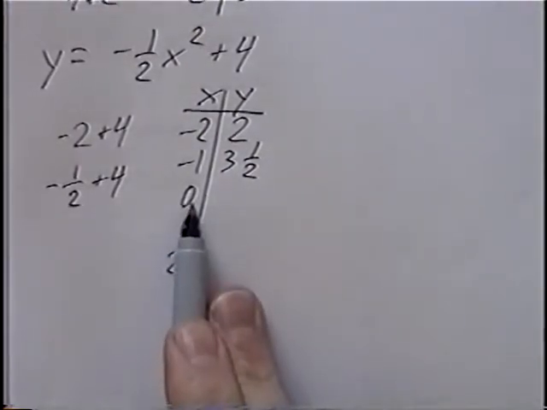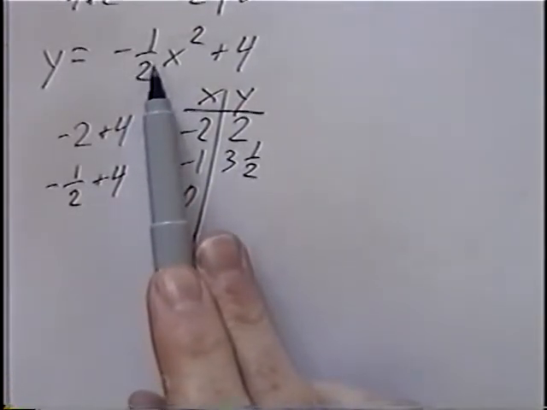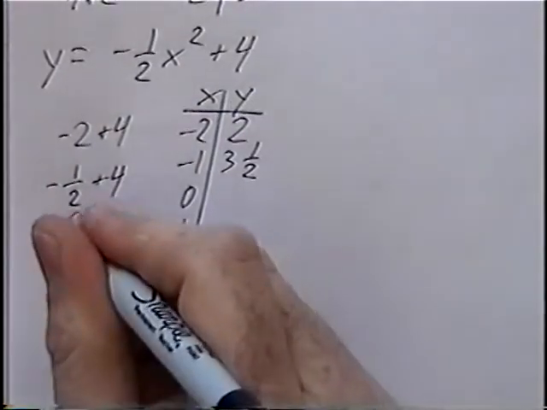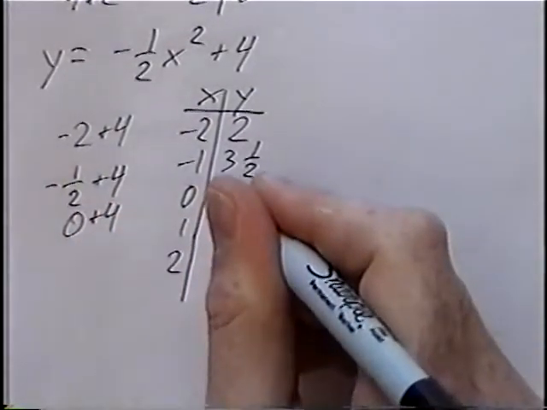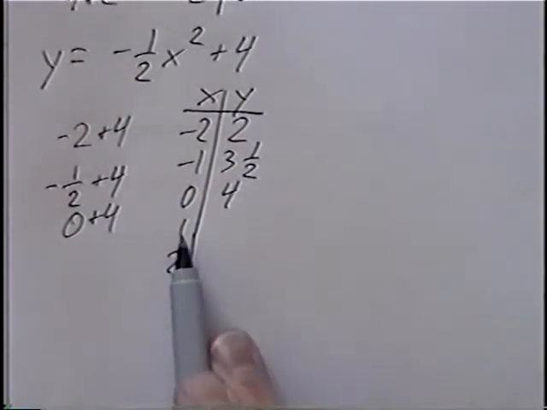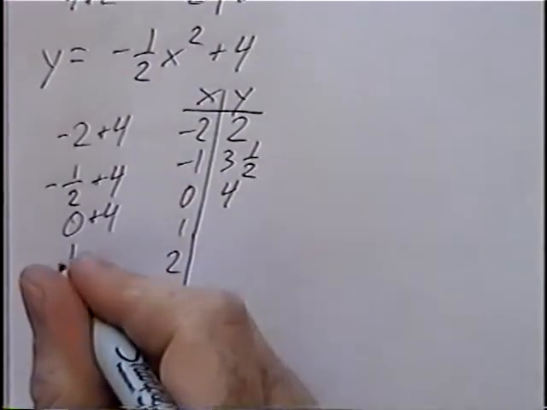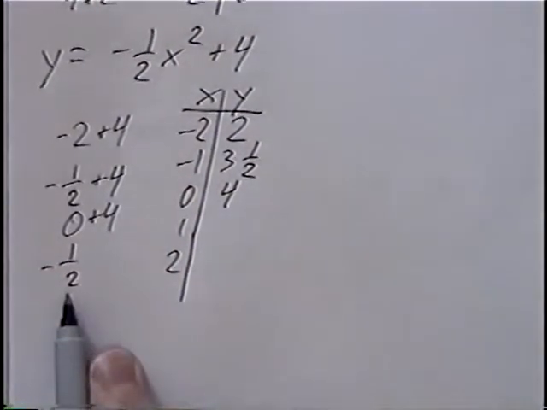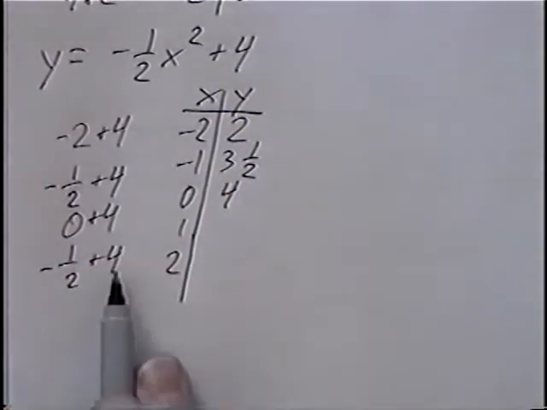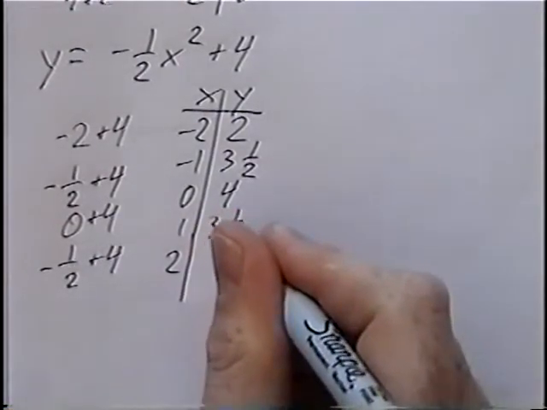Plugging a 0 in. 0 squared would be 0. Half of 0 would still be 0. -0 would still be 0. And adding 4 to that would be +4. Plugging a 1 in. 1 squared would be +1. Half of 1 would be 1/2. And that negative out front makes it -1/2. Plus 4. And again, it's the same thing as 4 minus 1/2, which would be 3/2.